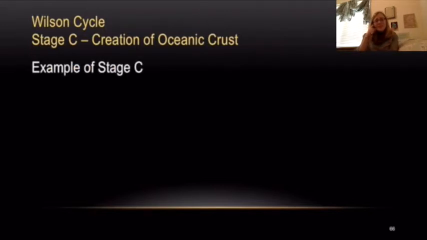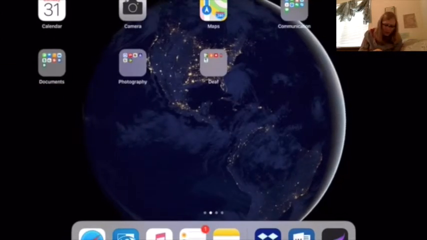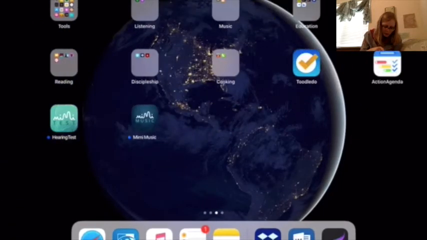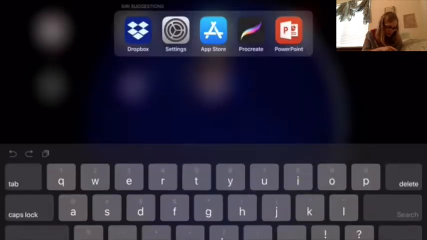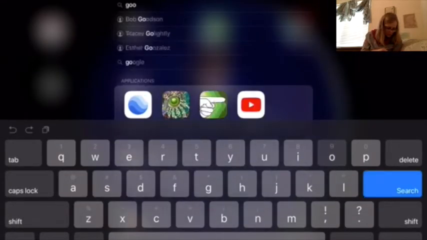Examples of stage C. The best example I can give you is the Mid-Atlantic Ridge. It's when you look at maps of the ocean. Actually, I'm going to do this. I've been meaning to open this up. Where are you? Education. Nope. We'll just do it this way. Google Earth.